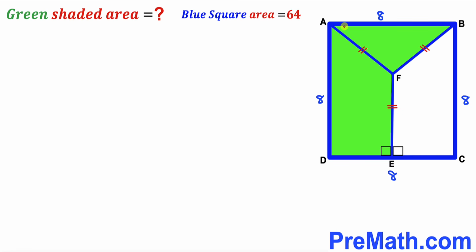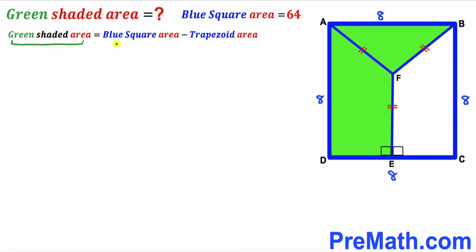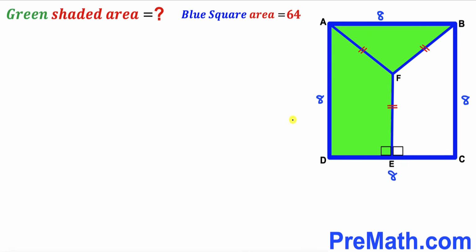Now since we are interested in calculating the area of this green shaded region, let's make an observation. We can see that this green shaded region area is going to be equal to the area of this big blue square minus the area of this white trapezoid. We are talking about this white trapezoid area. So now our task is to calculate the area of this white trapezoid. Furthermore, we know the area of the blue square has been given to us as 64 square units. And here's our next step.